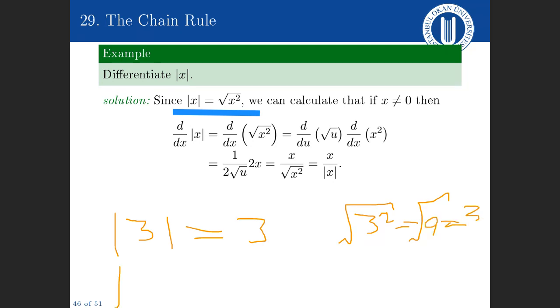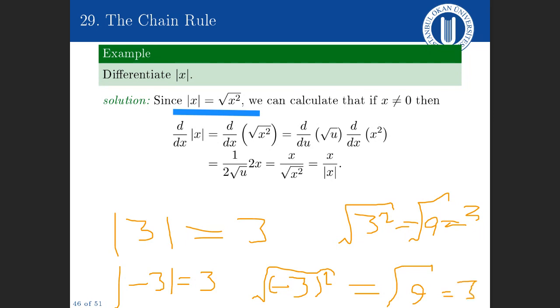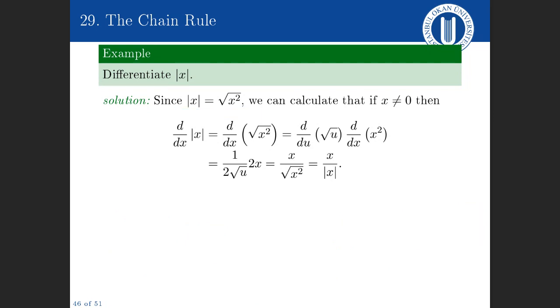What if we do minus numbers? Let's say minus 3. The absolute value of minus 3 is 3. If I do minus 3, I square it first, and then I take its square root. Then again, I'm doing the square root of 9, which is 3. Okay, so that makes sense. The absolute value of x is the same as the square root of x squared.